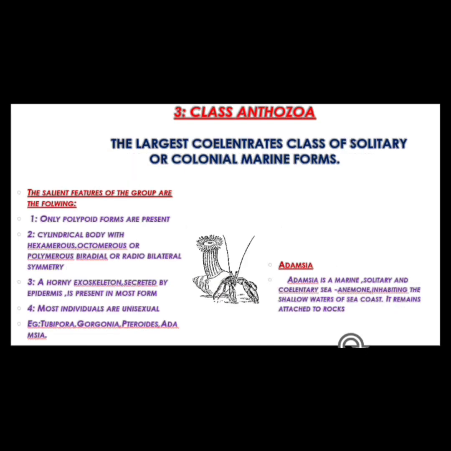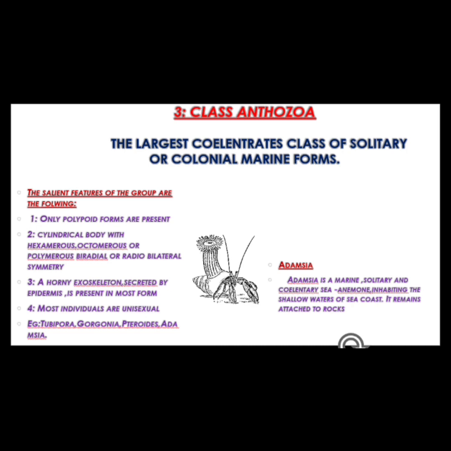Next, Class 3, Anthozoa, the largest coelenterate class of solitary or colonial marine forms. The salient features of the group are the following: only polypoid forms are present, cylindrical body with hexamerous, octamerous or polymerous biradial or radio-bilateral symmetry. A horny exoskeleton secreted by epidermis is present in most forms. Most individuals are unisexual. Example: Tubipora, Gorgonia, Pennatula, Adamsia.